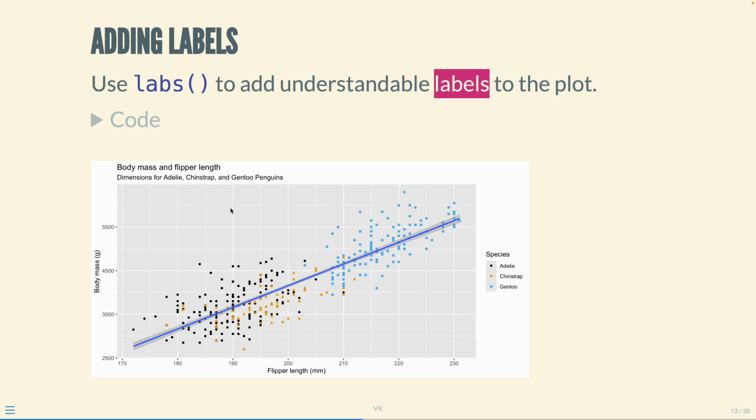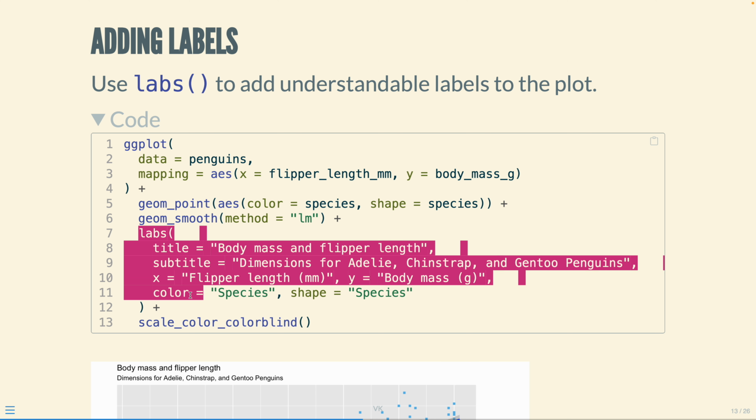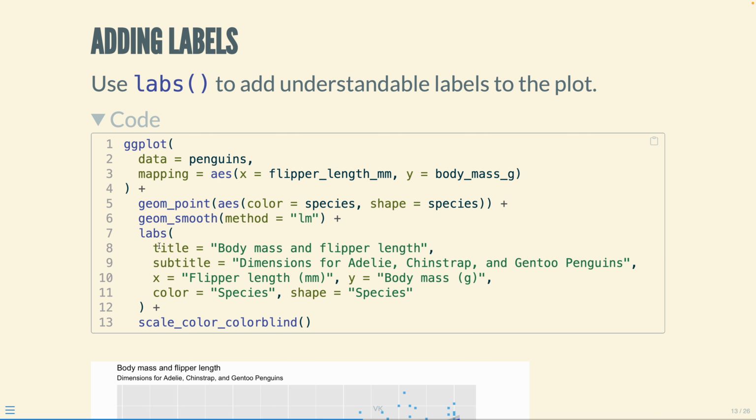Okay, so in order to achieve this, what are we doing? Once we have specified geom_smooth, we're going to add another plus sign, and we're going to open the labs function here. And we're going to specify that the title equals, in quotes, body mass and flipper length. And then we're going to add a comma. We're going to add the subtitle, which is the dimensions for these penguins. Again, when you open quotes, remember you have to close the quotes, and then we're going to add a comma.